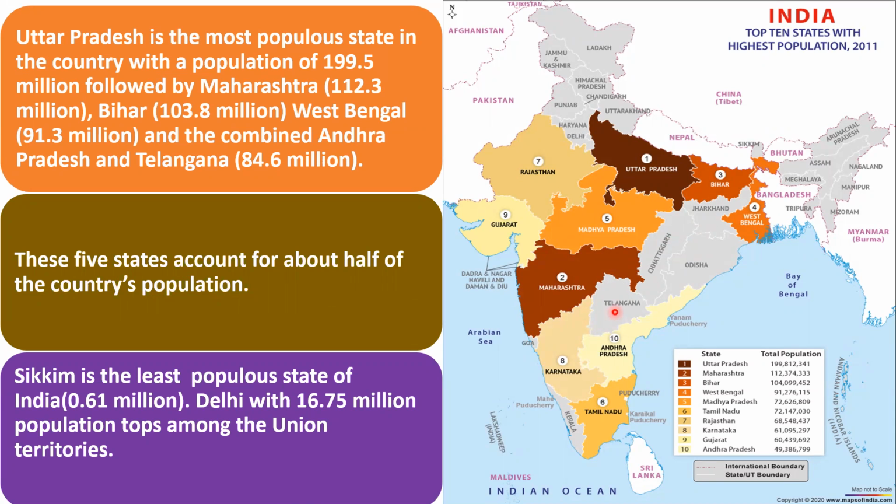These five states account for about half of the country's population. Once Telangana is bifurcated from Andhra Pradesh, it comes to the 10th position, and Madhya Pradesh comes to the 5th position. Sikkim was the least populous state of India with 0.61 million. Sikkim is here. This is the least populous state of India. And Delhi with 16.75 million population tops among the union territories.